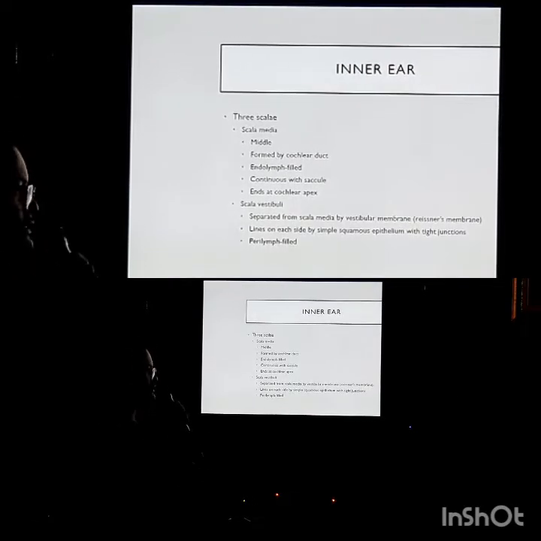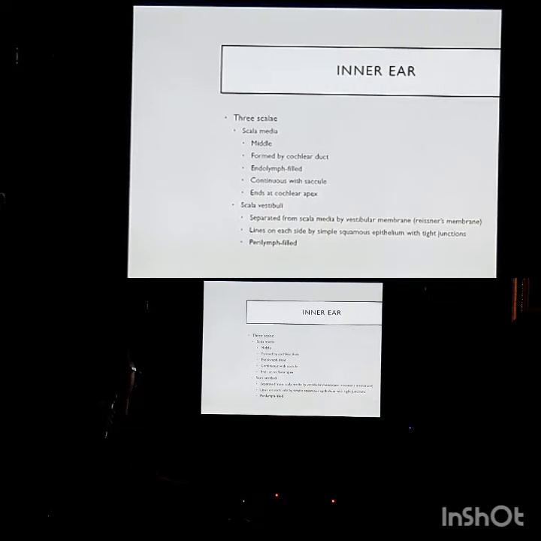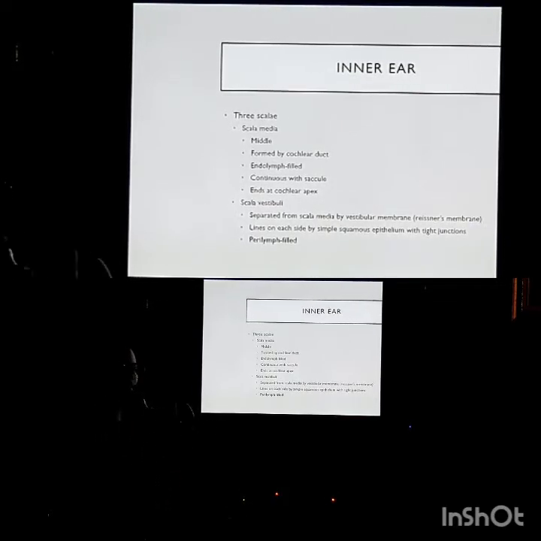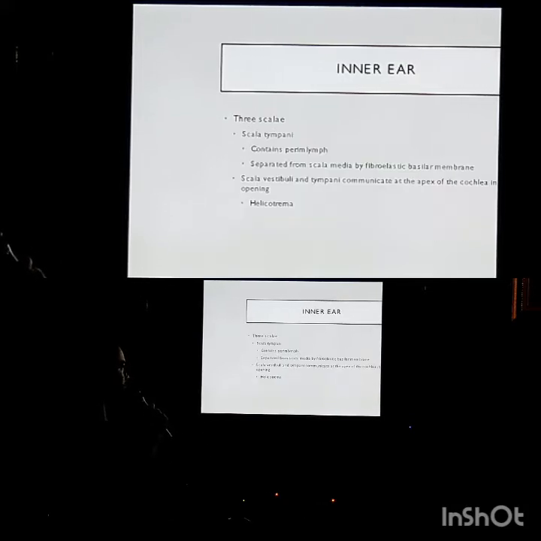Remember what the function of tight junctions are in the brain? Of course, they form part of the blood-brain barrier. Here, they also have a very important role because perilymph cannot mix with endolymph, because perilymph is toxic to the outer hair cells. When they mix together, it can cause outer hair cells to malfunction, and you can end up with vertigo, hearing loss, and the likes. So, scala vestibuli is perilymph filled.